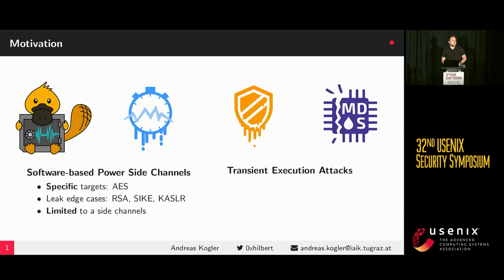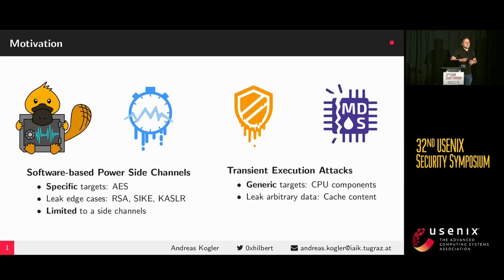And on the other side, we have these transient execution attacks. And these attacks are more on the generic side of attacks. For example, they target CPU components. They don't care as much about the structure of a program or algorithm. They're more targeting to leak data from, for example, the cache or internal buffers. So we see here a clear distinction that these attacks are not targeting edge values, but more like arbitrary data leakage primitives, which give you back the precise data.